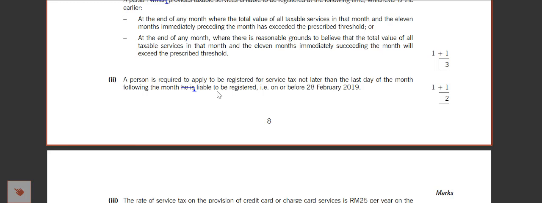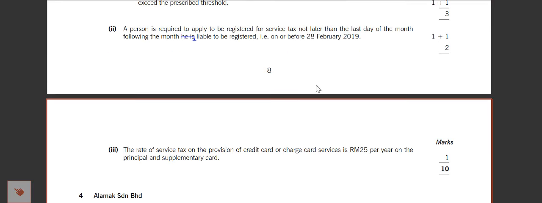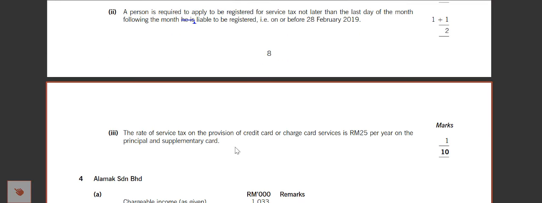And then they say you're required to apply not later than the last day of the following month, the month following the month you need to be registered. So your month is January, so 28th of February. Now then the rate of your credit card service tax is 25 ringgit per year on the principal and supplementary card. Okay, right, so that's it.